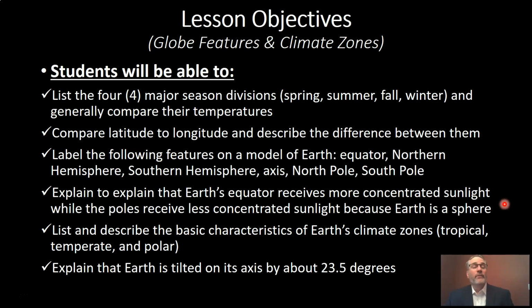You'll need to be able to label the equator, the northern hemisphere, the southern hemisphere, Earth's axis, and the north and south pole. I also want you to be able to explain that Earth's equator receives more concentrated sunlight while the poles receive less concentrated sunlight, and that's because Earth's a sphere. And finally, be able to list and describe the basic characteristics of Earth's climate zones.